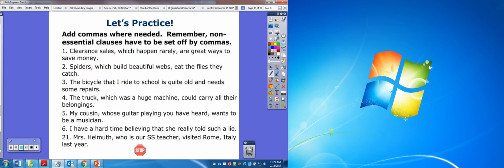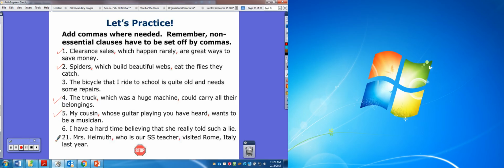Let's see how we did. So, number 1, we need commas. Number 2, number 4, number 5 and number 21 all need commas.